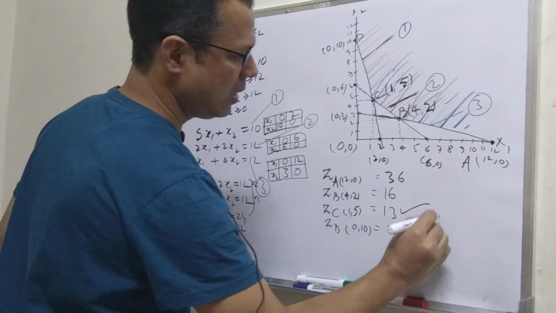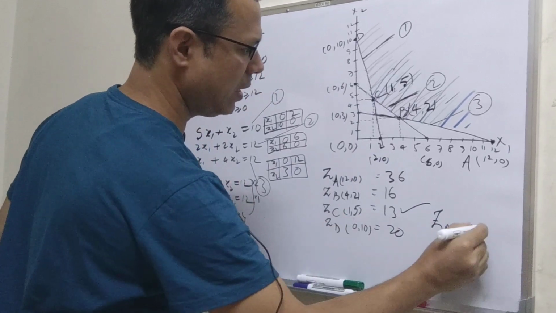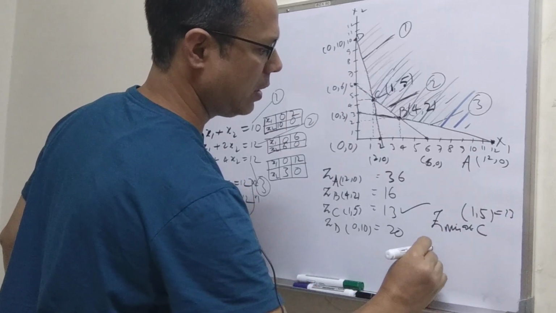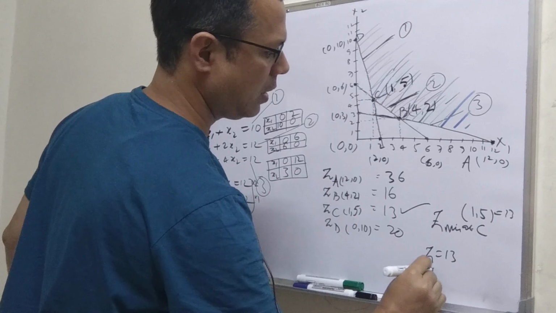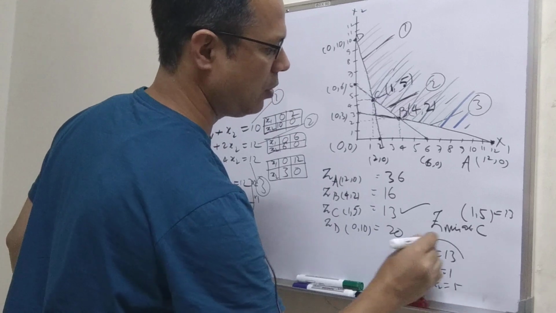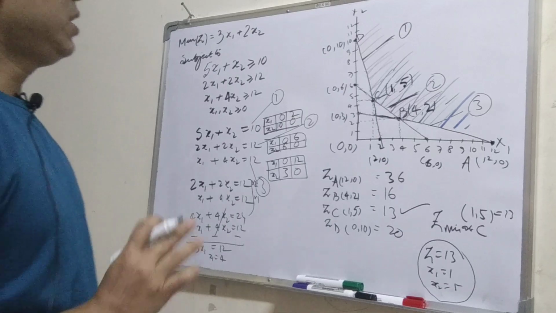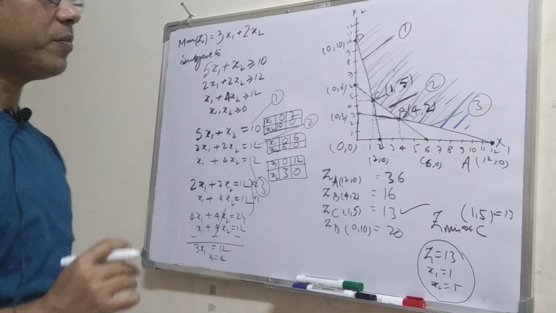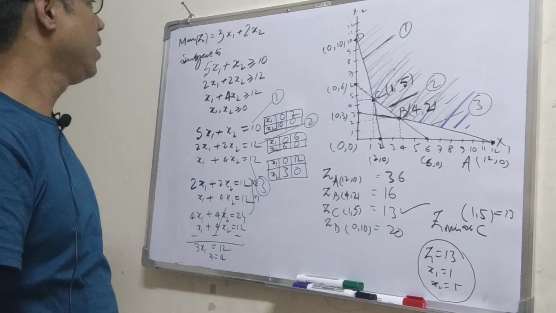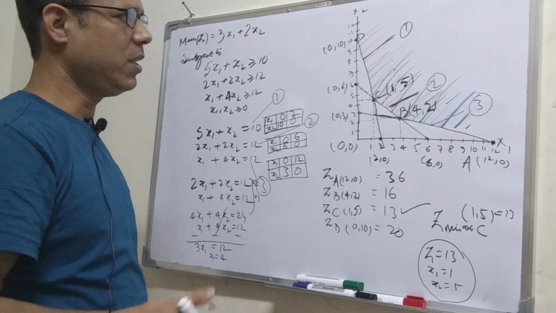So just take Z minimum at which point? C, 1 and 5, is equal to 13. So Z is equal to 13, x1 is equal to 1, x2 is equal to 5. So this is our solution, x1 1, x2 5, Z 13. So this is the simple procedure to solve two-variable minimization types of questions, and I have already introduced maximization types of questions in the first video. This is the second video.